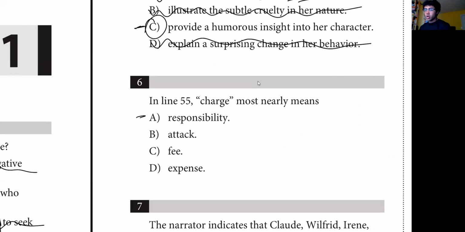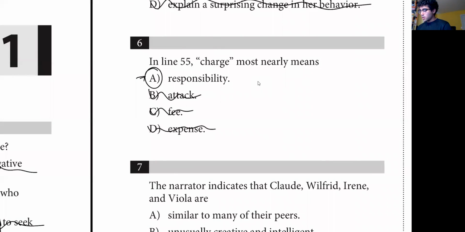B, attack. No, charge is not like a Spartan charge, not like that. No, charge, not a fee, right? She's not getting ticketed. This is just the responsibility that has been outlined for her. And then fee and expense are synonymous, so you can dig them out. Answer is going to be A.